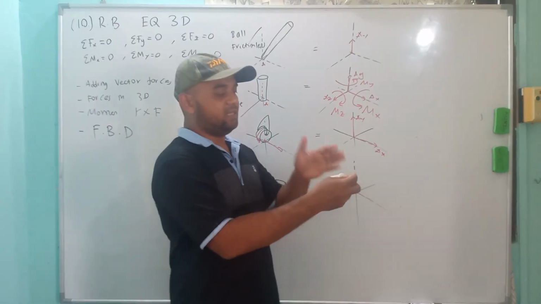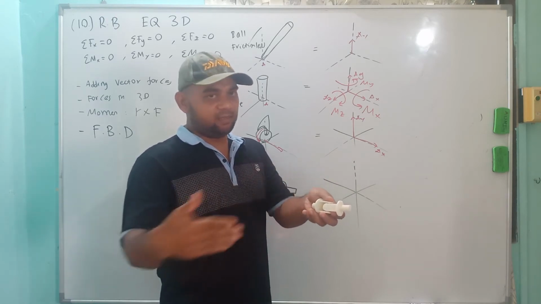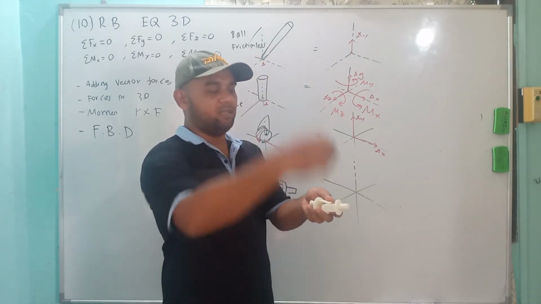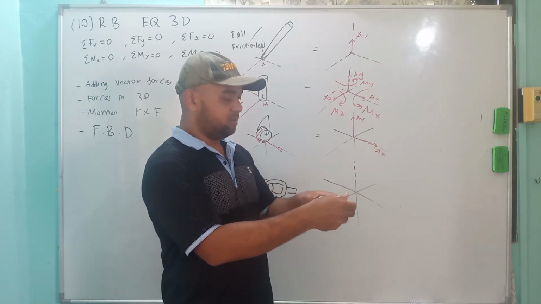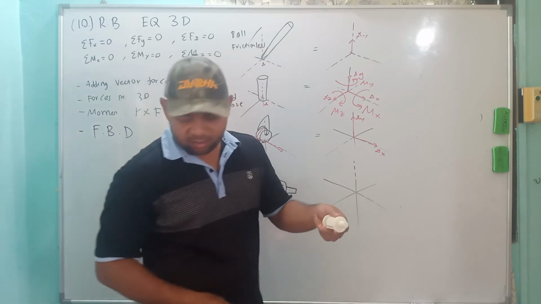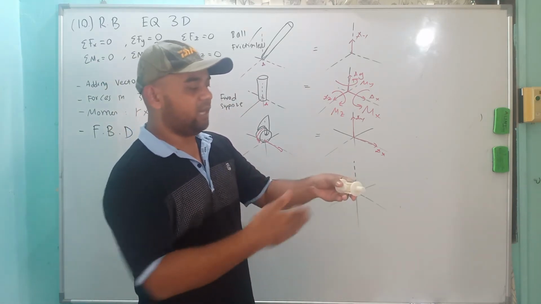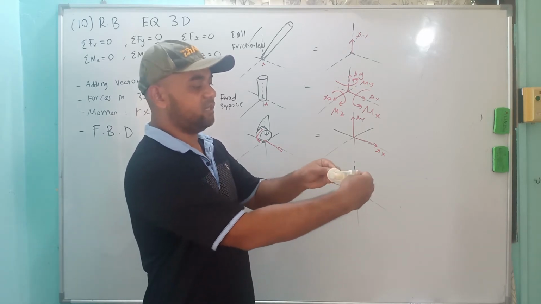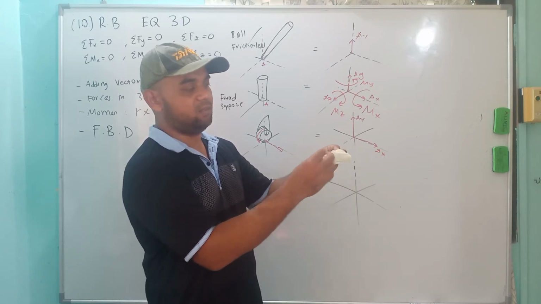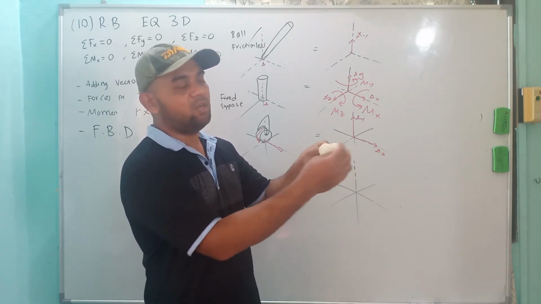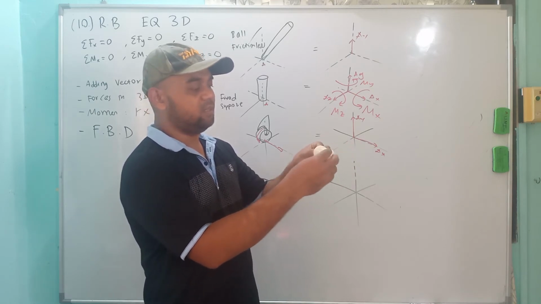Now, this is X, this is Z, and this is Y. So, when this component rotates along Z direction, it can freely rotate. You can see, if I fix here, this one can freely rotate, so there's no moment in Z direction, Z rotation.